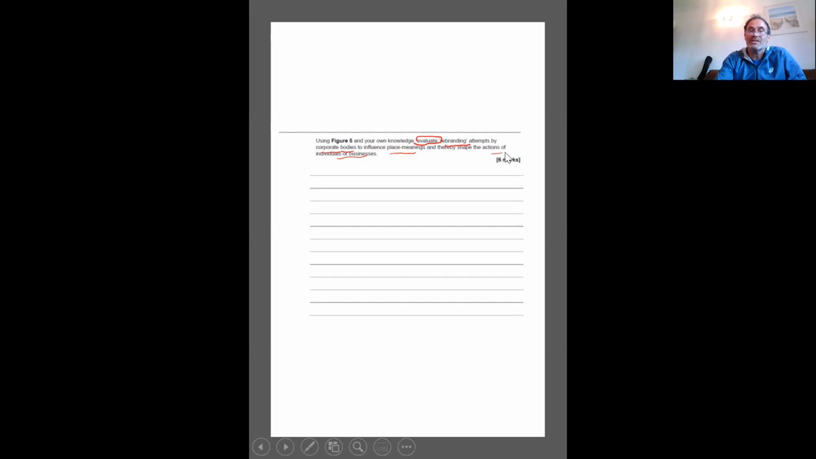But again, remember, this is a 6-marker. You're not writing a long essay on this. So no more than a couple of paragraphs. So you've got to be quite succinct. You absolutely need to be talking about figure 5. Okay, that's absolutely critical to doing this.